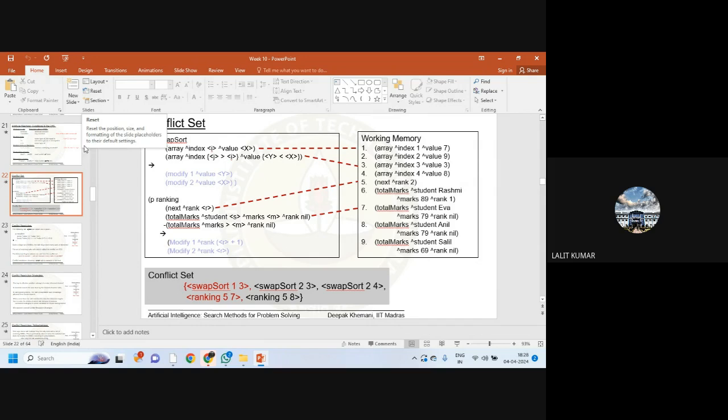So the basic idea is that after the match we get a conflict set. This is an example of a conflict set. These are the rules which are matching, but in this cycle only one rule will fire. So the first action which the inference engine does is this matching part. It matches the rules with the working memory elements. It identifies those combinations which can be fired or which can be executed.